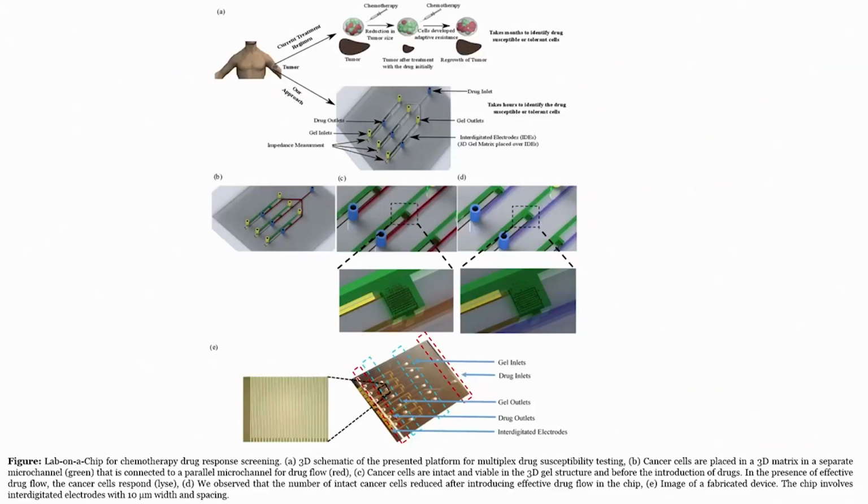So, this is what our concept is, right. The current treatment regimen is you give the chemotherapy for a given tumor, wait for a certain time, and if the chemotherapy is effective, there will be a reduction in tumor size, right. But the cells develop adaptive resistance and there is a regrowth of the tumor. Now, this whole process to know whether chemotherapy is working or not ideally takes a few months.